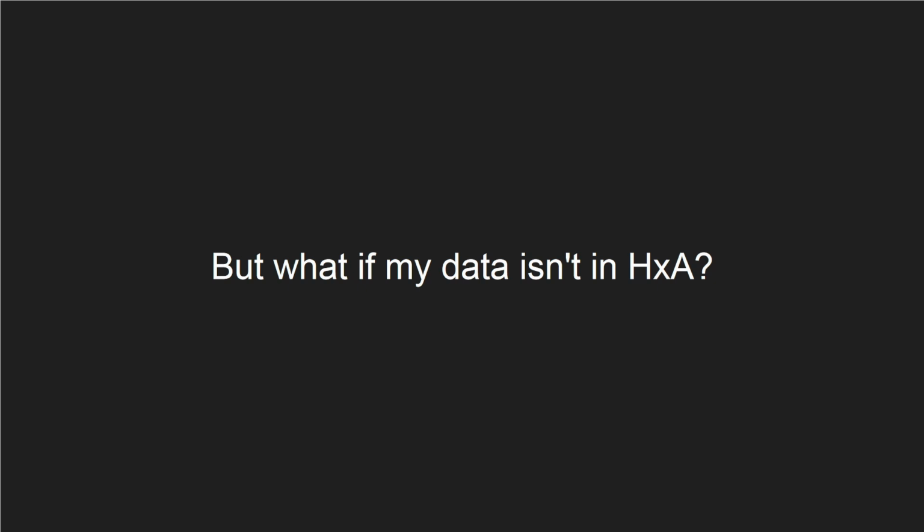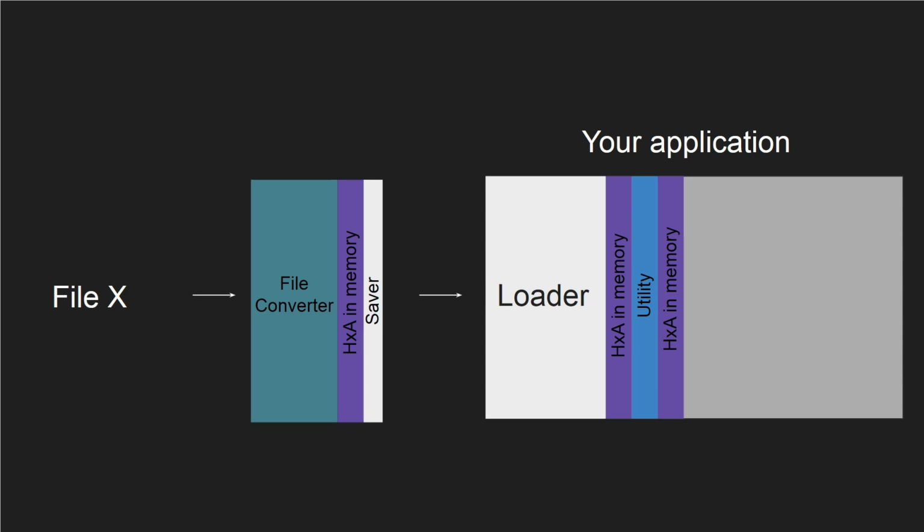But what if your data isn't in HxA, right? The world doesn't use HxA yet. So I still want to use this, right? So of course, I can use a file converter. I can load in a file, it turns it into HxA in memory, and then you use the HxA saver to save it out. And then you use your loader and load it into your application, and then you can run the utilities and all that stuff. And now you have a system where somebody else had to write the hard file converter, and you only write the very simple loader file.